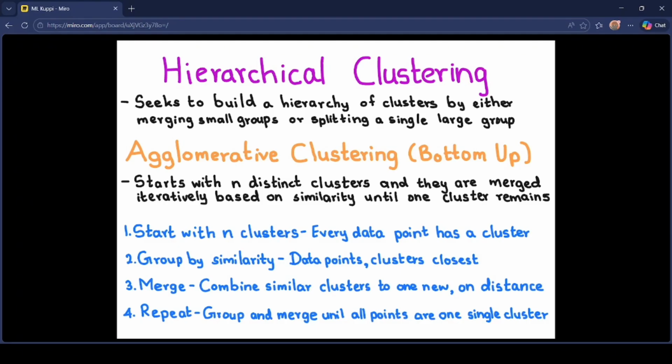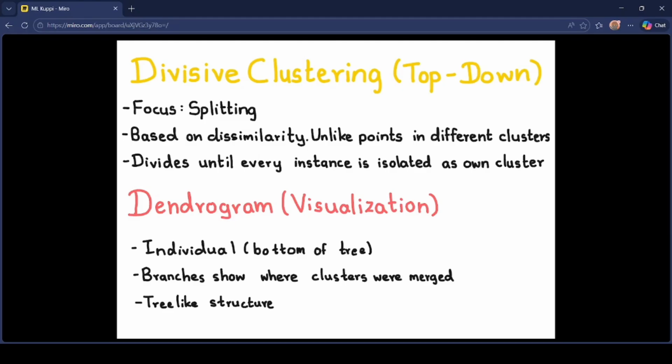We are going to merge them into one cluster based on the distance, and we are going to repeat this until we merge all the points into one single cluster. And the next technique is divisive clustering. This is a top-down approach. So the focus of this is to split. So this is done based on dissimilarity, unlike points in different clusters.